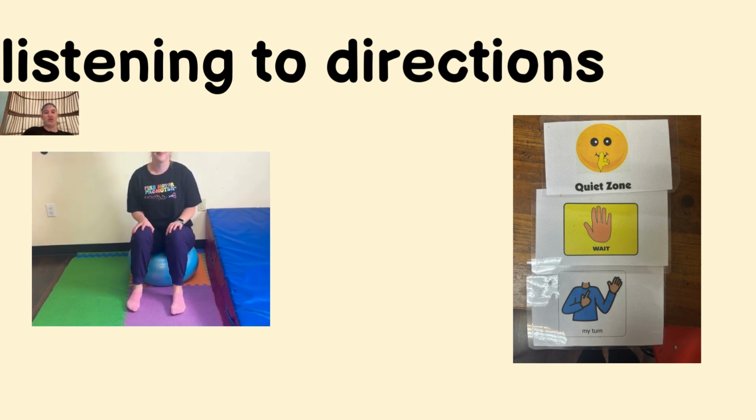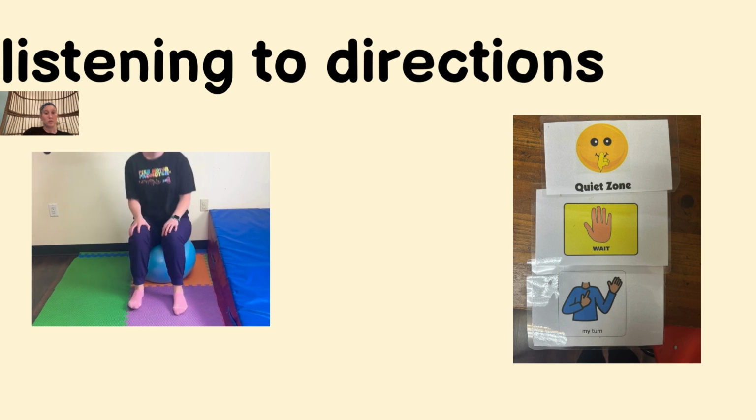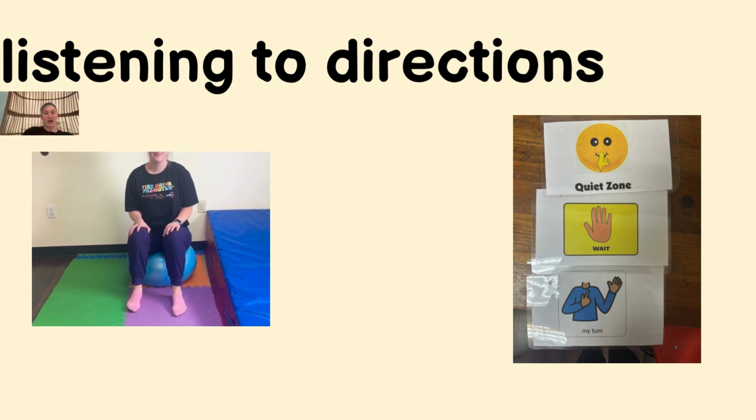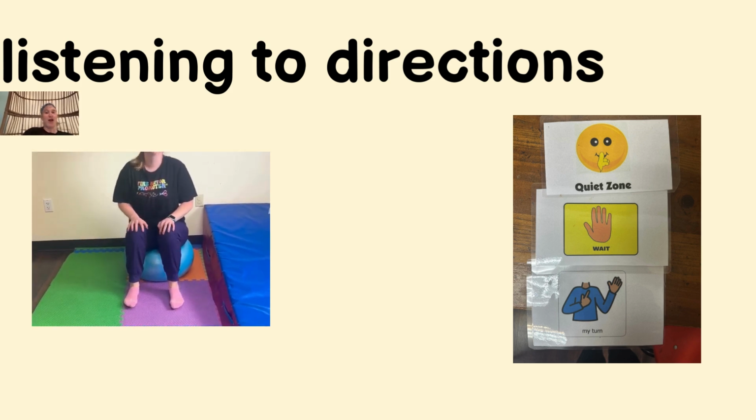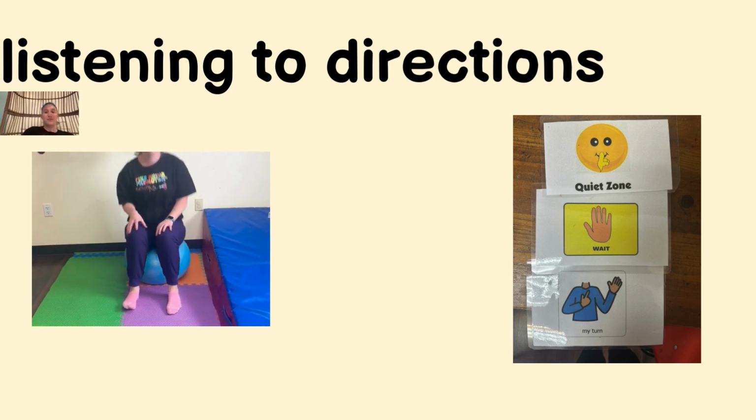And lastly, on the right, you have quiet zone, wait, my turn. These are great for a child in school, for a visual cue, or even at home. So when they're doing homework, you can have quiet zone up. So they know that they need to be quiet and focused.